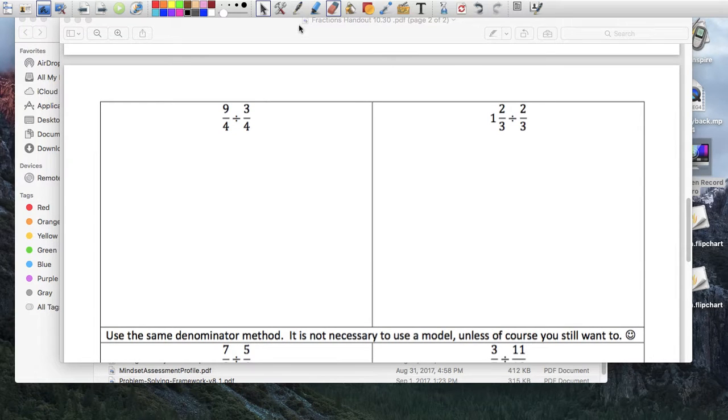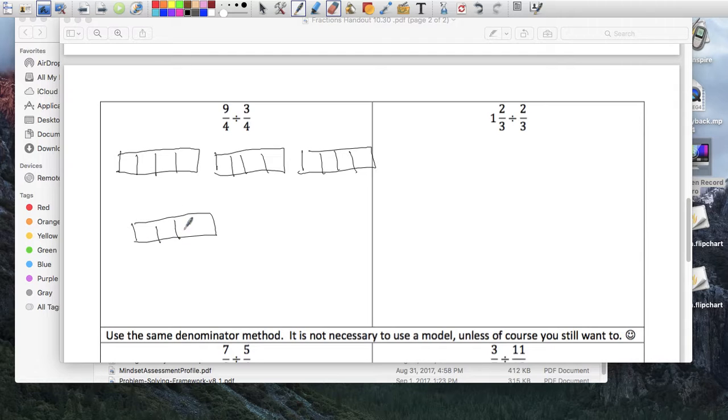This one, the denominator is already the same, so that's nice for us. We'll cut them into fourths. 1, 2, 3, 4. I'm going to need a few of these. 1, 2, 3, 4. Remember, the first fraction is what we have. So let's shade in 9/4. 4/4, 5/4, 6/4, 7/4, 8/4, 9/4. This is what 9/4 is. At the bottom, we're going to shade 3/4.